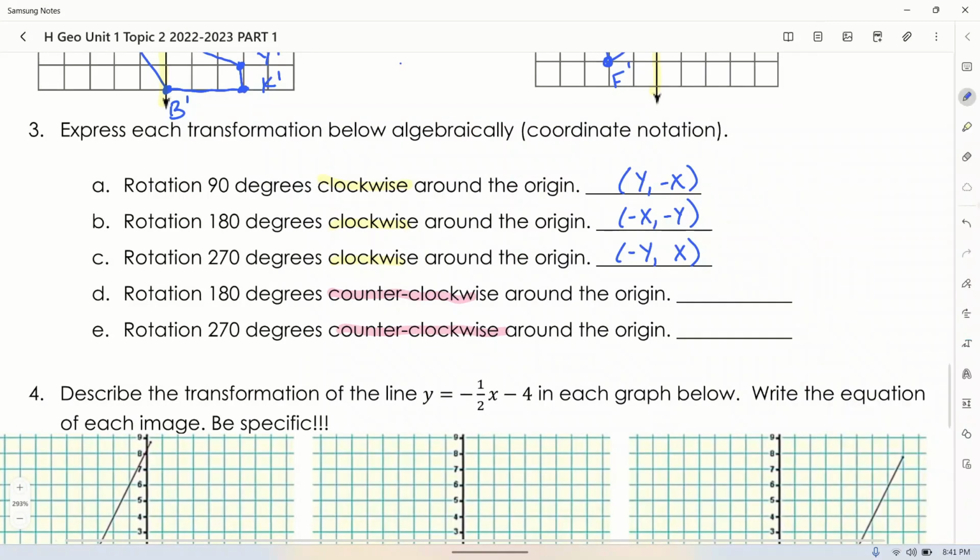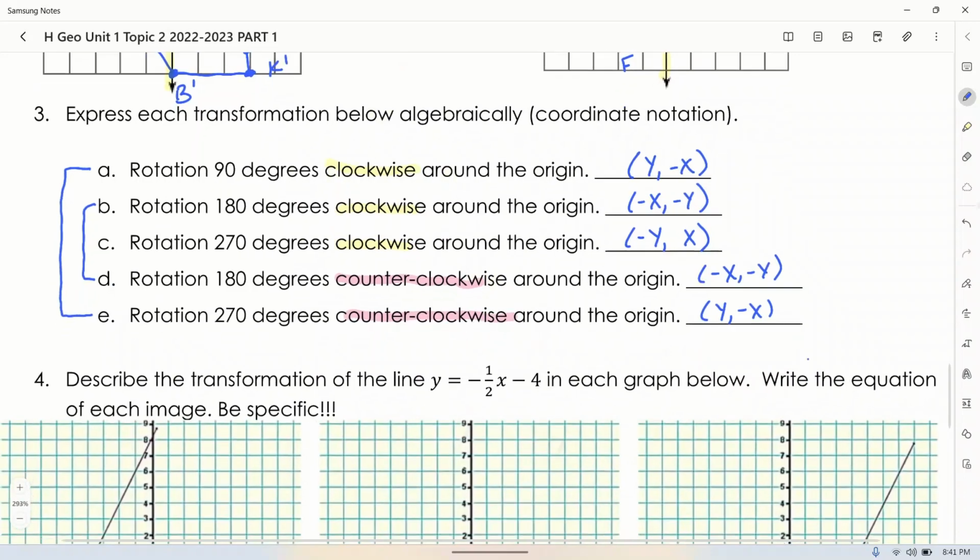Okay, a rotation 270 degrees counterclockwise is y comma negative x, which is the exact same positional location as 90 degrees clockwise. So they have the same coordinate notation. They're in the exact same position on the coordinate plane, so their coordinate notation is identical. The same exact thing happens with the 180 degrees. So we get negative x comma negative y. Okay. Now, if you have this on a sheet of paper, I would keep this with you as we turn through the next couple of homework assignments.